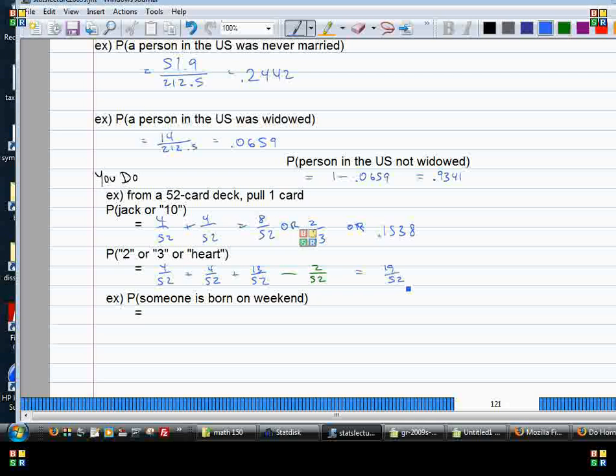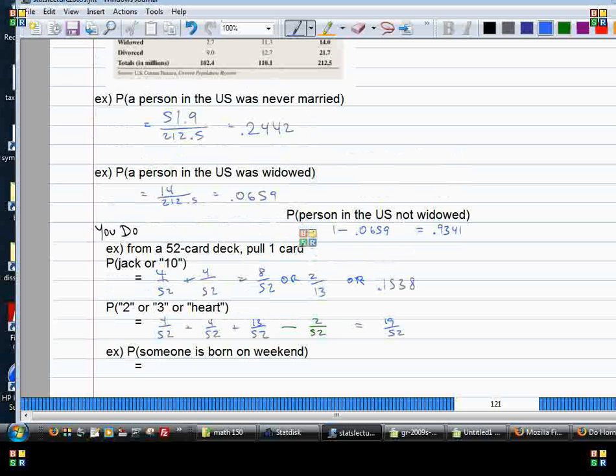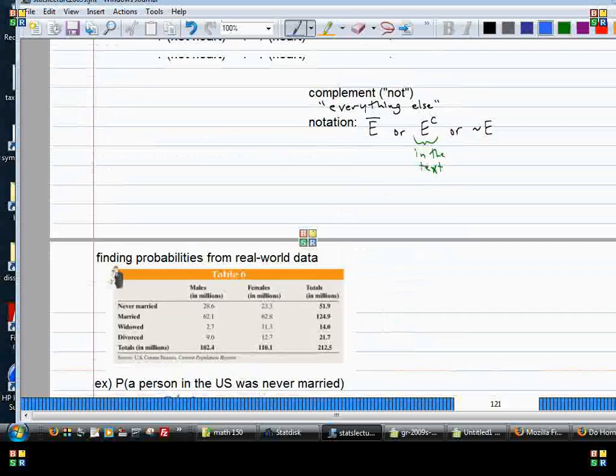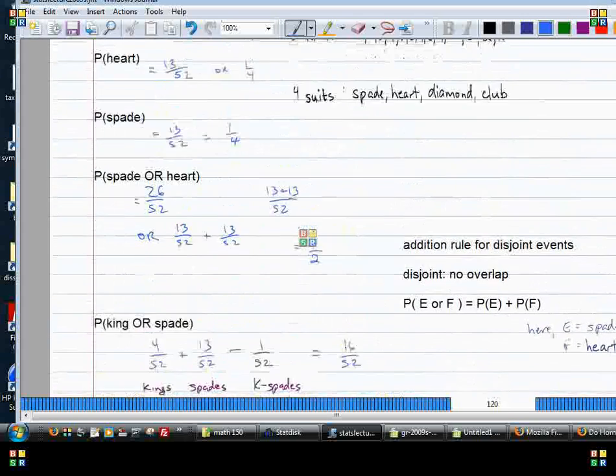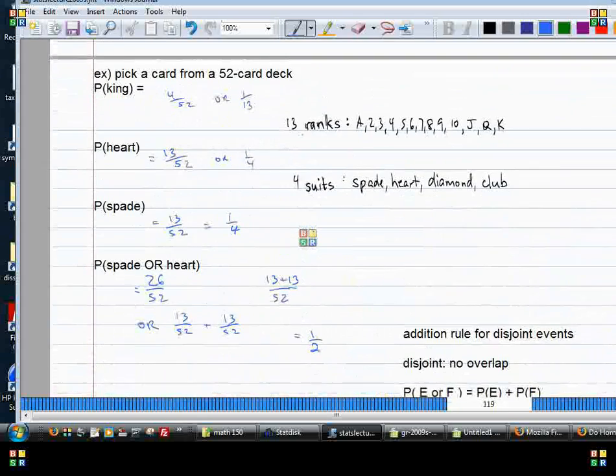I don't get it. She doesn't understand the step about the cards. Okay, so do you understand how many 2's there are in a deck of cards? No. Okay. Well, that's the problem.